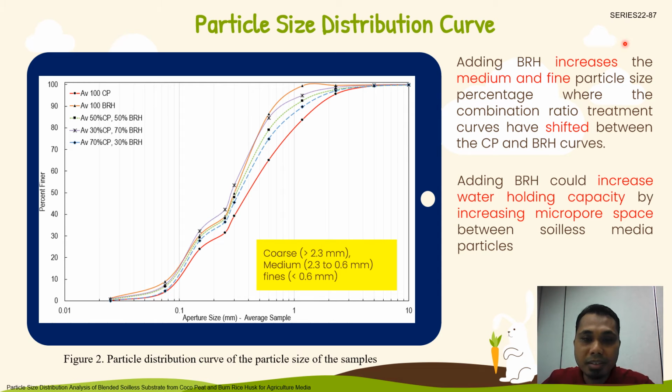From the particle size distribution curve, adding burnt rice husk increased the medium and fine particle size percentage, where the combination ratio treatment curve shifts between the coco peat and burnt rice husk curves. We can see from the graph in this area. Adding burnt rice husk could increase water holding capacity by increasing micropore space between soilless media particles.